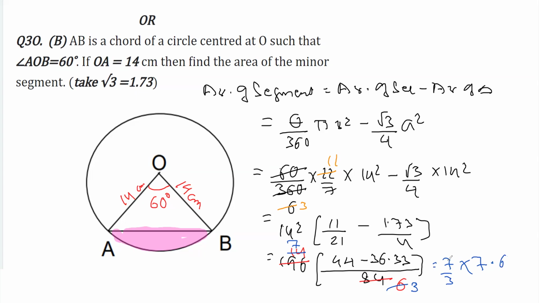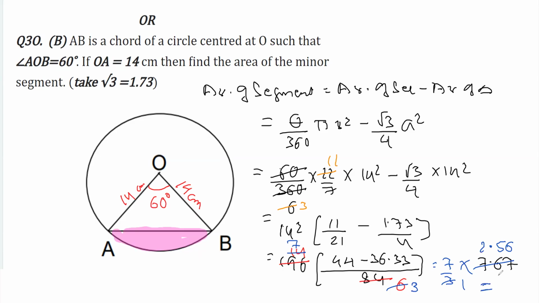How can it be 7? It's 44, right? Yeah, that should be right. 44 minus 36.33, yeah, that's correct. This is 7.67. Now I'll reduce it further by dividing by 3, and we are getting 2.55 something. So I rounded off to 2.56.